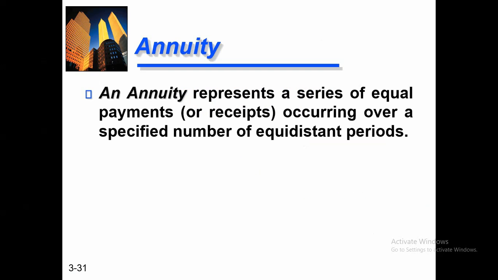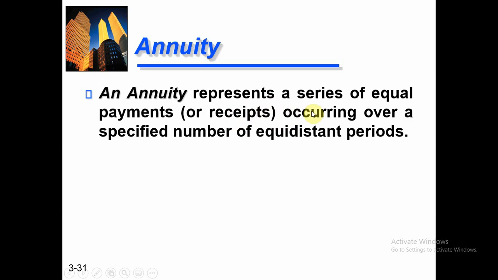What is an annuity? An annuity represents a series of equal payments or receipts occurring over a specified number of equidistant periods. In society there are two sectors: one is the lender and the other is the borrower. Payments are for the borrower and receipts are for the lender. It can also be called cash inflows.